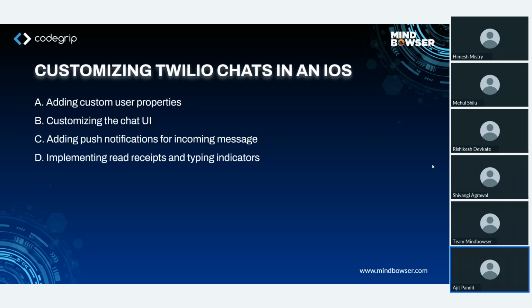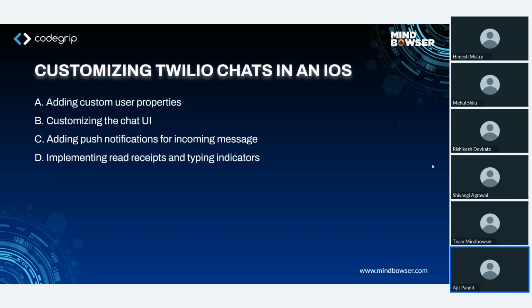Now we will move to adding push notification for incoming messages. To receive push notification for incoming messages in your Twilio Conversation iOS app, you will need to set up your Twilio account, your server-side application and your iOS client application to work with push notification. Here are general steps. Set up push notification on the Twilio console by configuring an APN key, certificate, and token. Make sure to enable push notification for the conversation service.